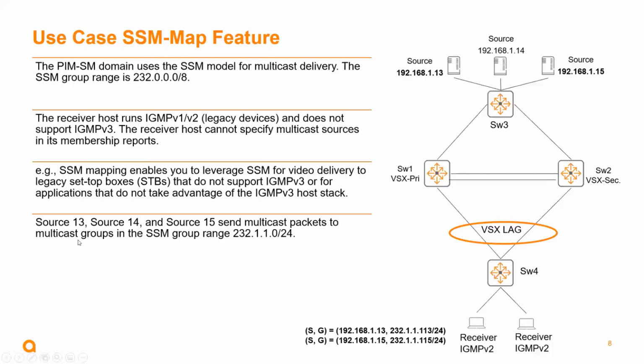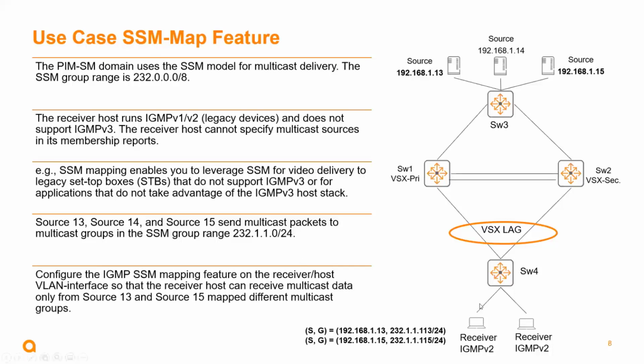And also with this, one of the other things with SSM is security. It adds a little security for our multicast, right? Because I want to join this multicast group, but I don't want to receive it from any random source. I want to receive it from trusted sources. In this case, we have sources .13, .14, and .15, as we see on top, for the range 232.1.1.0/24.